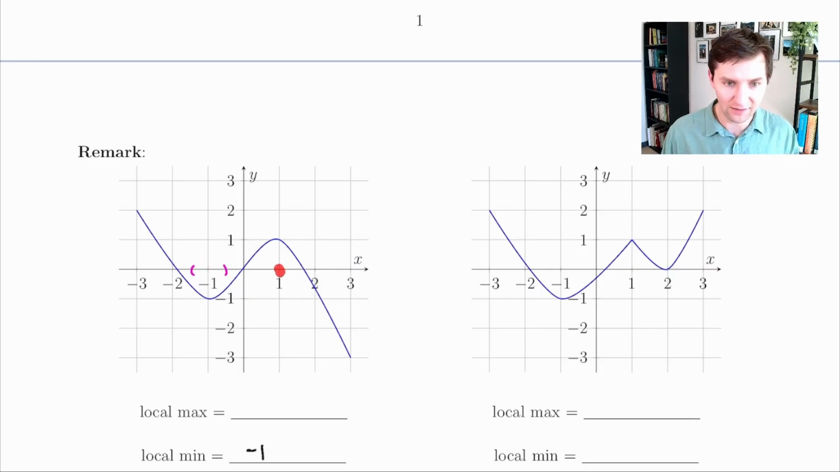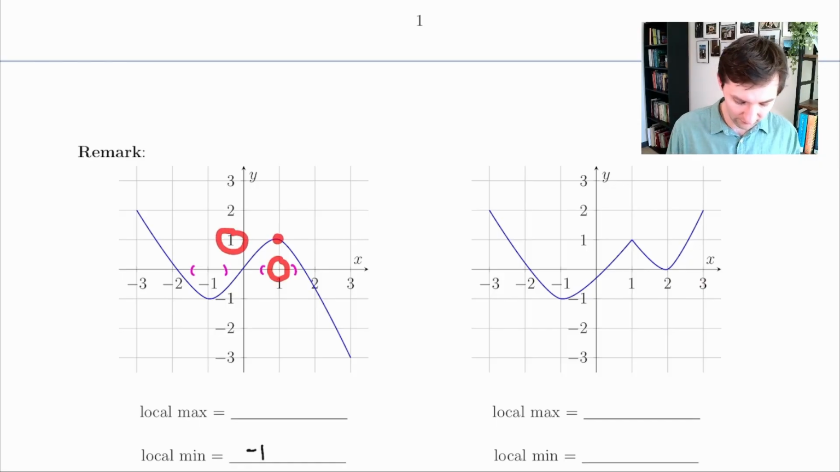Similarly, at x equal to 1, something special happens. If I only look at a tiny interval around 1, I only look at the inputs close to 1, then the value at 1 will be the largest. We call that value a local maximum. In this function, at x equal to 1, we have a global, or rather a local maximum of 1.